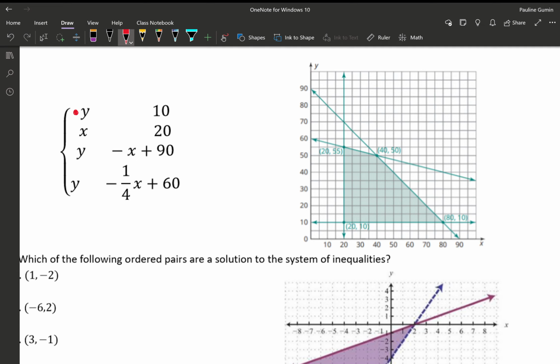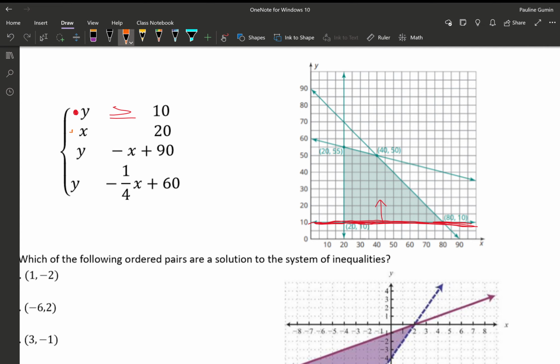All right, let's do that color for the y. The y with some sort of symbol and then a 10 gives us a horizontal line. I'm just going to color this in. Here's our y at 10. Which way do we shade? It shades up. It's a solid line. It's greater than or equal to.